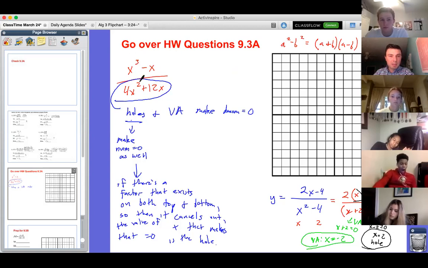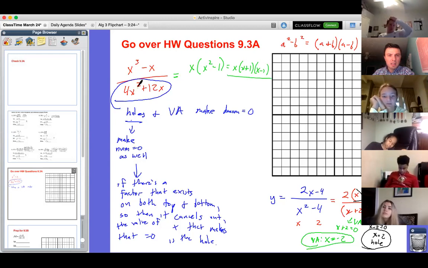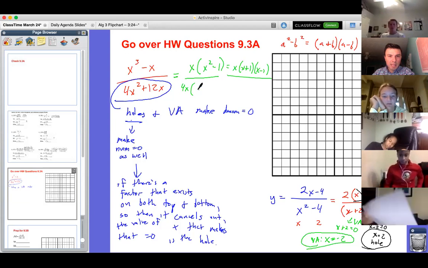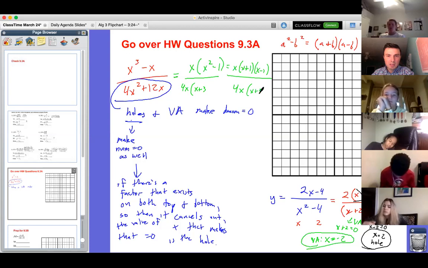So doing our non-made up problem, number 6 up here, we've got to factor everything. So we've got x times x squared minus 1 up top, which factors even more into x times x plus 1, x minus 1. On the bottom, I can take out a 4x. Divide each by 4, we get x plus 3. So this is 4x times x plus 3.